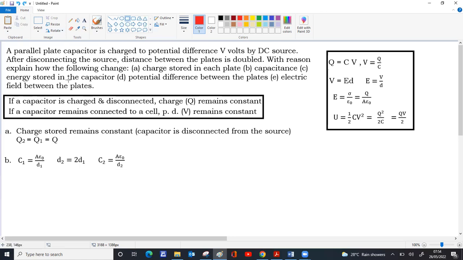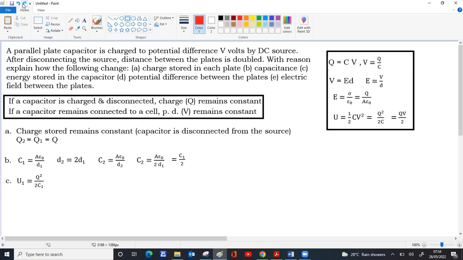Now D2 can be replaced as 2D1. So A epsilon 0 by D1 will be same as C1. So if you take this 2 out, 1 by 2 times C1. That means C1 by 2. So the new capacitance becomes half of the initial capacitance.